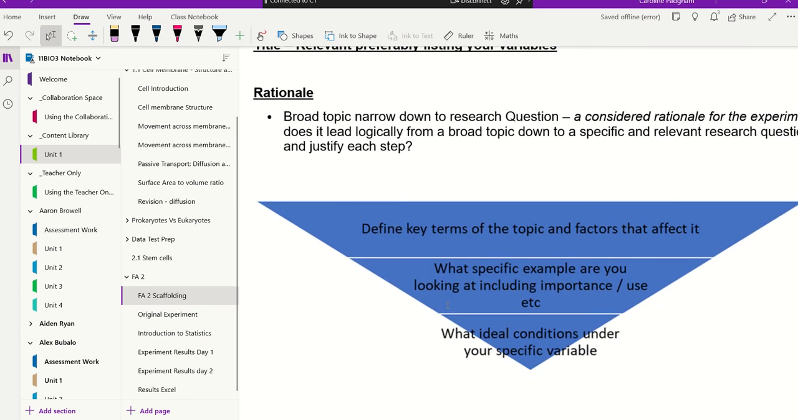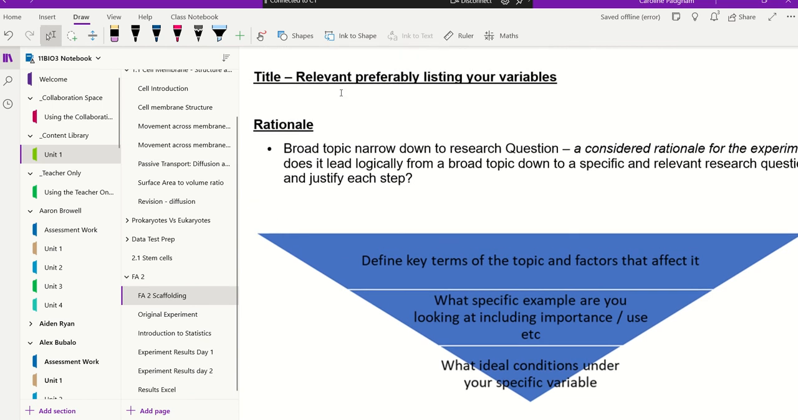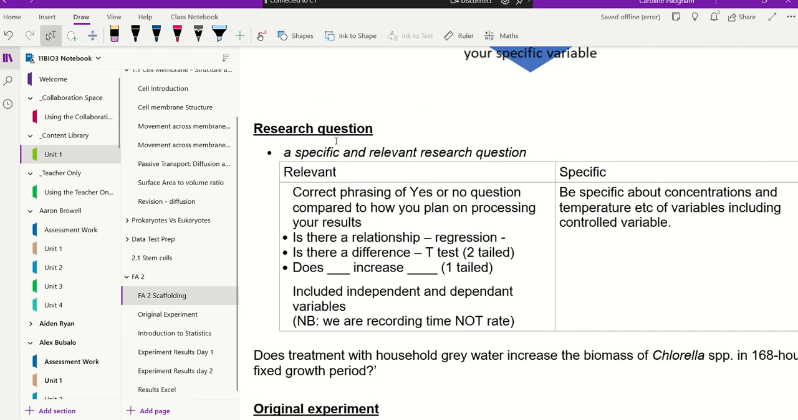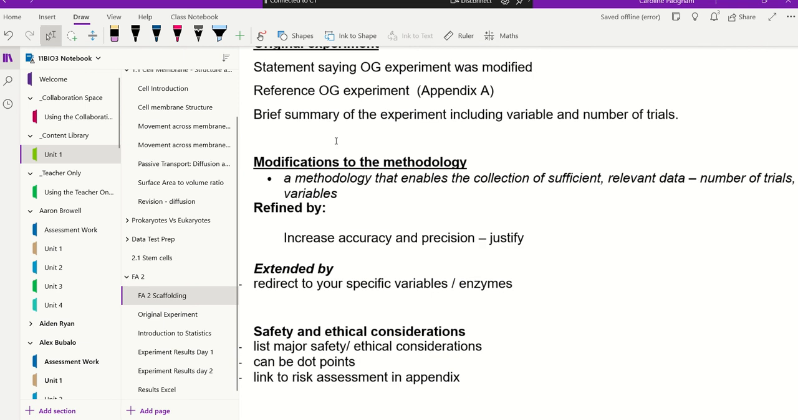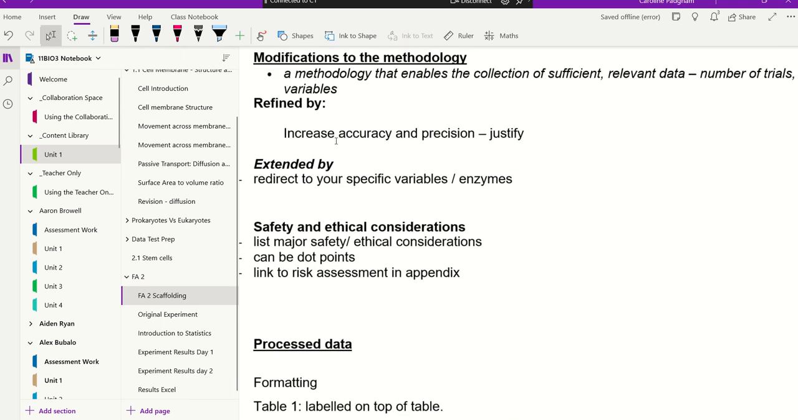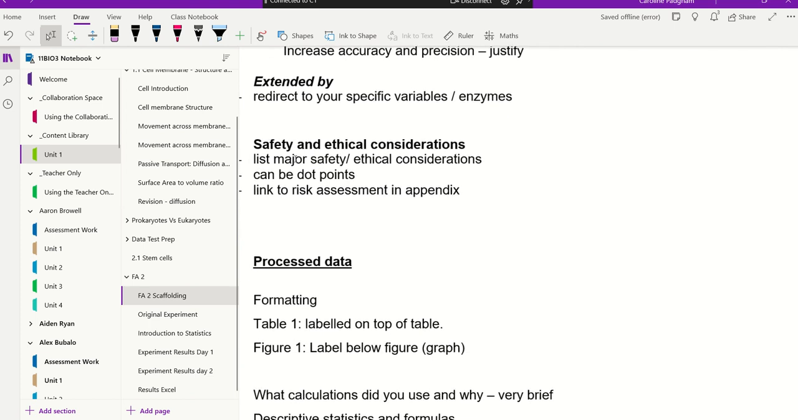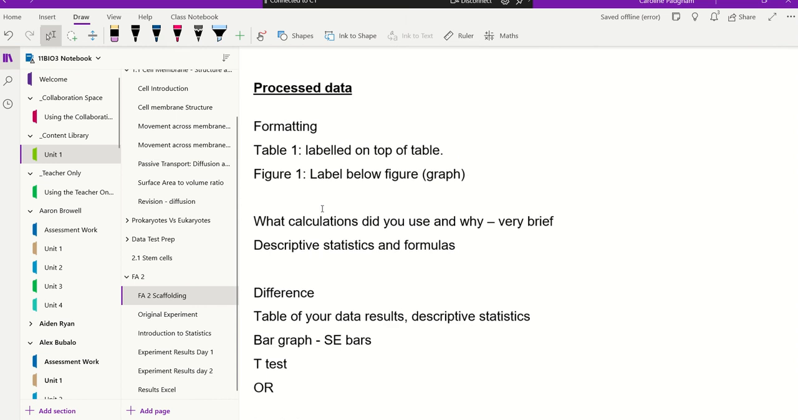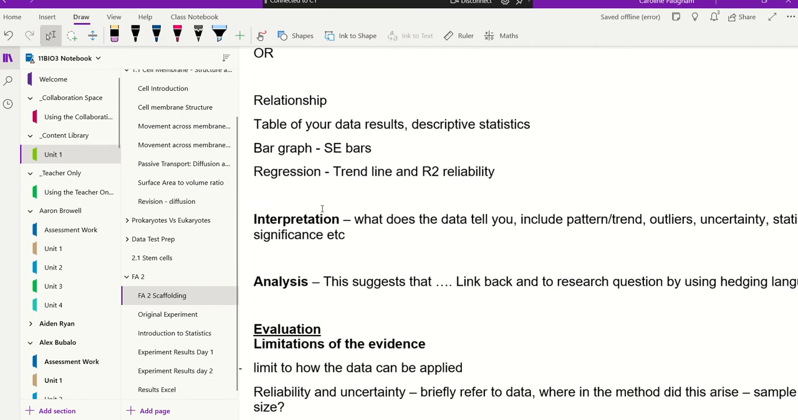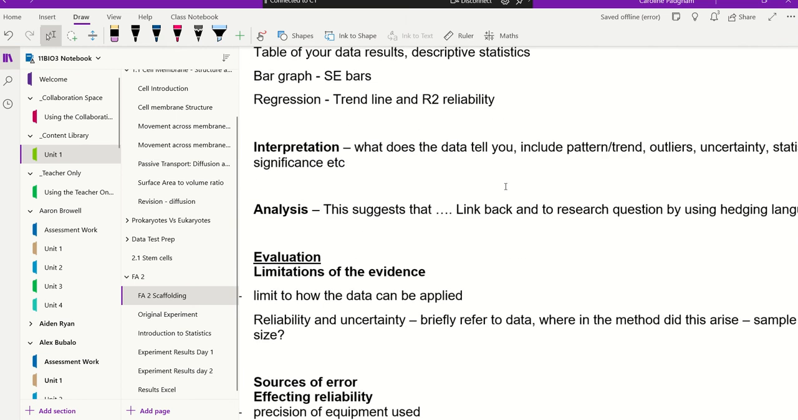So, over the holidays, what I want you to do, if you're going to work on it over the holidays, which I highly suggest you do, because I'll be up to limitations and stuff with you next, is title, bit of rationale, research question, original experiment, how you modified it. If you're not sure which one it fits under, just put it down somewhere and I'll sort it out for you. Safety and ethical, you can slap your data in there, okay? And you can start on your interpretation. I don't expect this to be absolutely perfect over the holidays, I just expect you to have an attempt at all of those. Leave the evaluation until after the holidays.